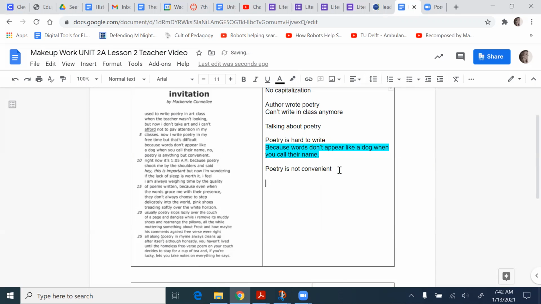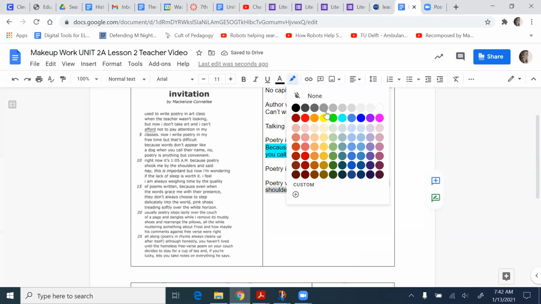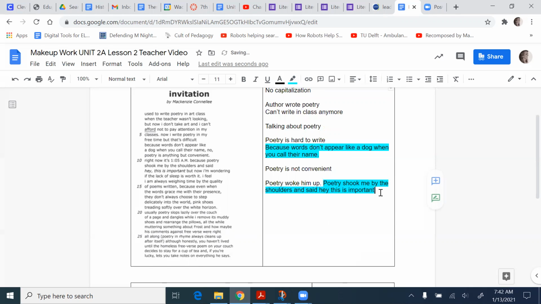Okay, so poetry woke him up. How do I know that? Because it said poetry shook me by the shoulders and said, "Hey, this is important." Okay, that's figurative language. Poetry can't literally shake you by the shoulders and say this is important, but that's what the poets do to show me that he got woken up by a poem, but now he's wondering if the sleep is worth it.